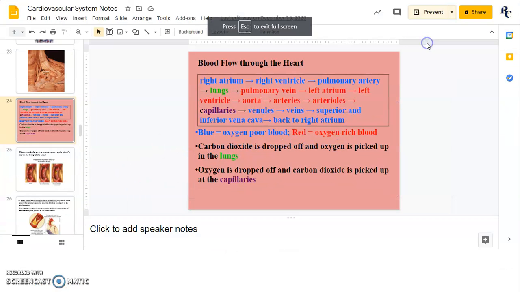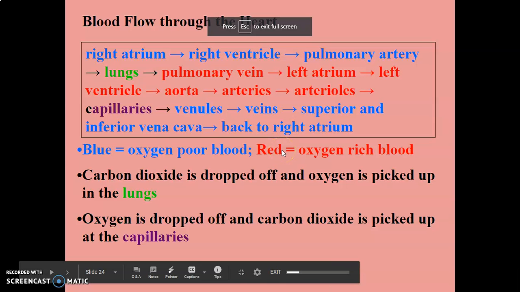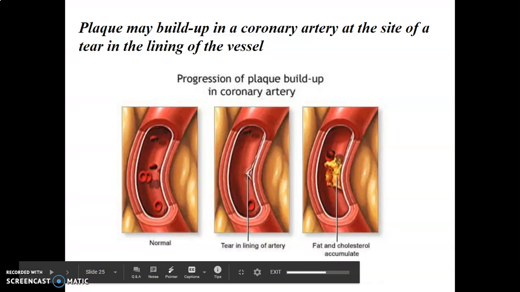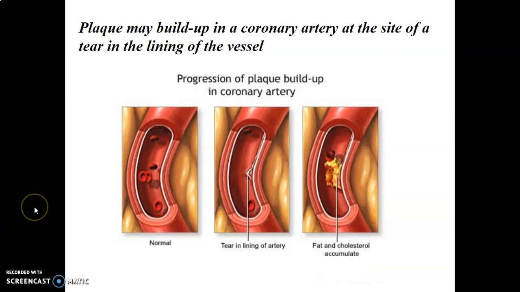All right, looking at our notes now and continue on. I hope you stuck with me for 6 minutes. All right, so let's jump into a couple of diseases, disorders, things like that.